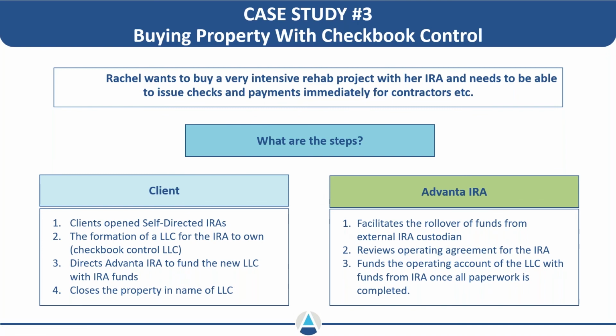Now, how exactly does this look? So in this case, Rachel wants to buy a very intensive rehab project with her IRA and needs to be able to issue checks and payments immediately for contractors, etc. So checkbook control and LLCs by extension work well for rehab intensive projects.